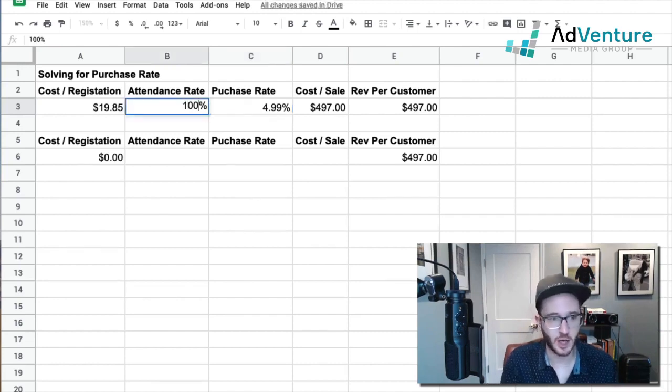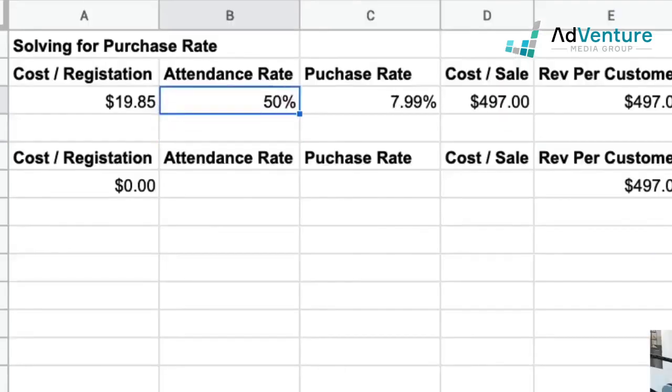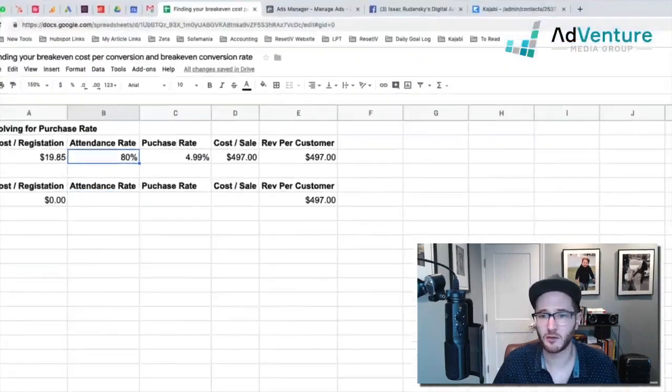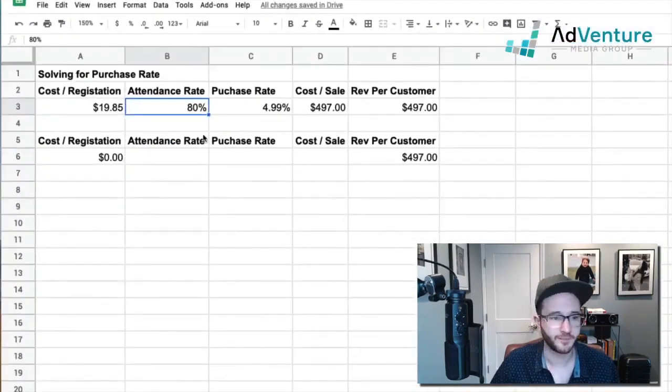And let's say it's 100. If it's 100%, it's going to go back to 3.9%. If it's at 50% attendance rate, I'm going to need around an 8% purchase rate. So let's say we go back to 80. So you can play around with that, and until you have all that data, it's hard to really know exactly what's going on. But this is a very good predictive model.